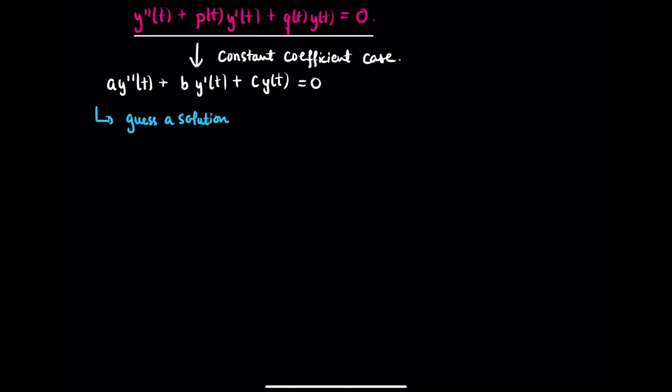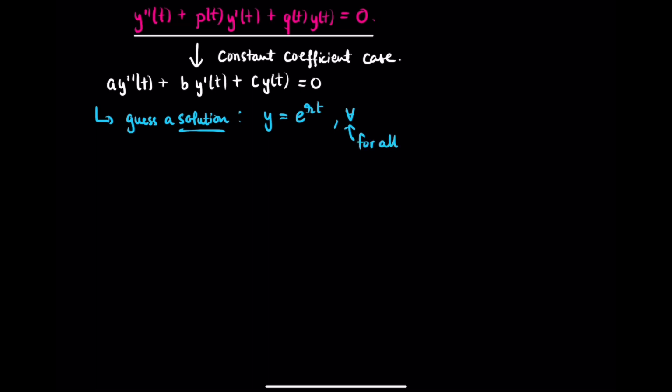Okay? And based on this guess, we're going to derive some things. So we're going to guess a solution. Guessing a trial solution. The solution we're going to guess is e^(rt), where this means for all, by the way.